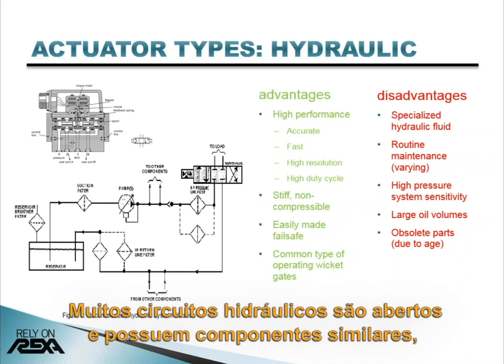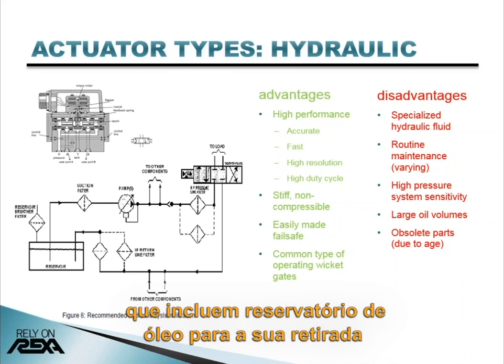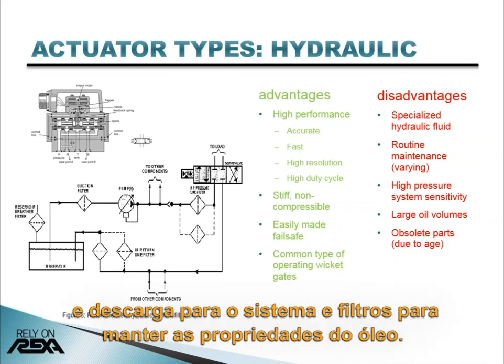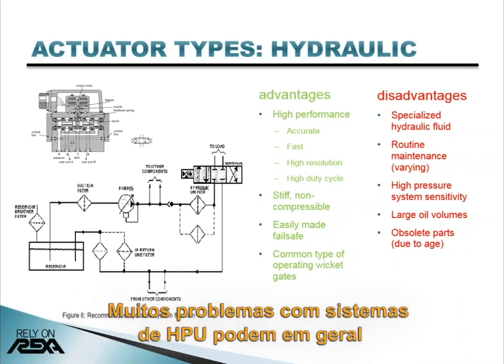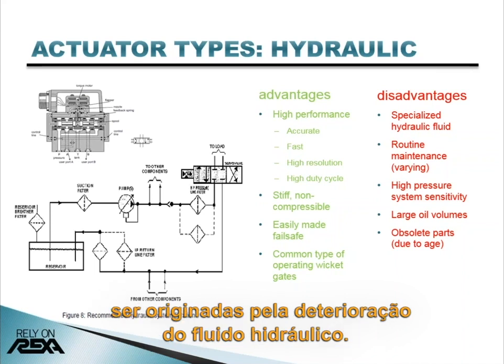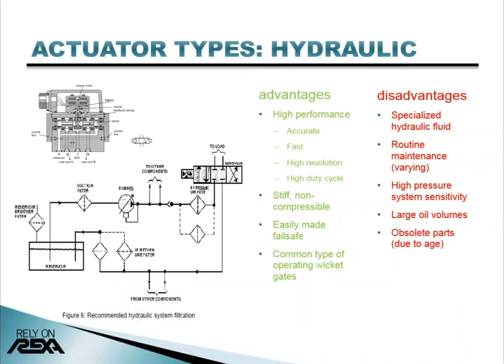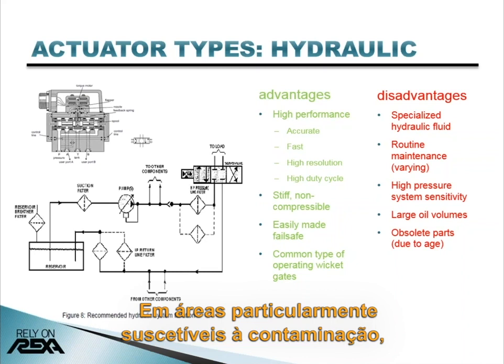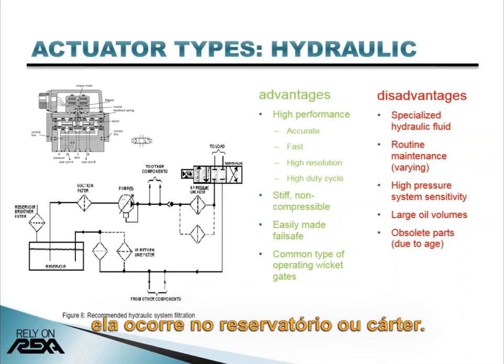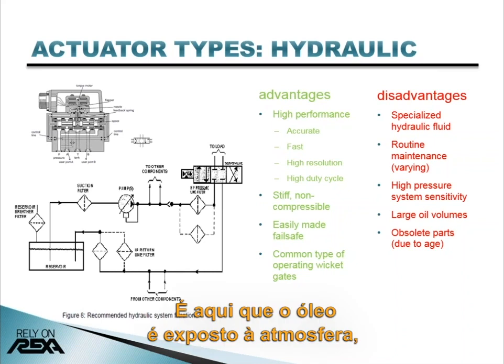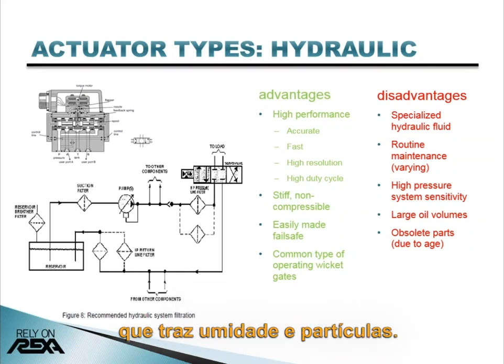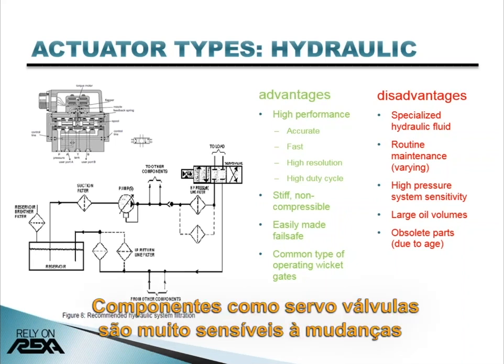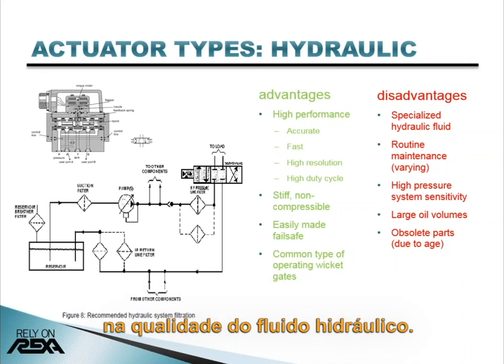Most hydraulic systems are open loop and have similar types of components that includes a reservoir to draw oil from and discharge to, and filters that maintain the hydraulic fluid's optimal properties. Many issues with an HPU system can often originate from the breakdown of the hydraulic fluid. An area particularly susceptible to contamination occurs in the sump or reservoir. It's here the hydraulic fluid is exposed to the atmosphere that includes moisture and particulates. Components like servo valves are very sensitive to changes in hydraulic fluid quality.